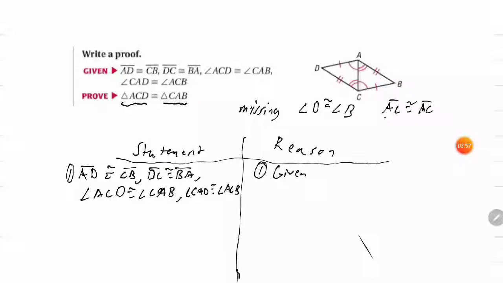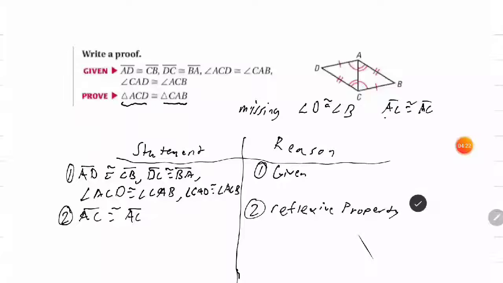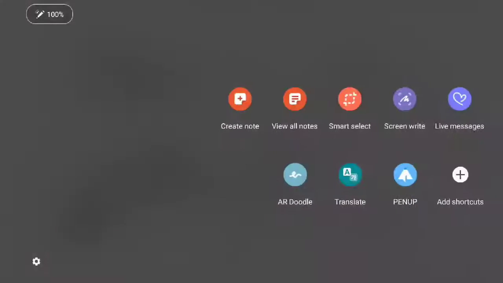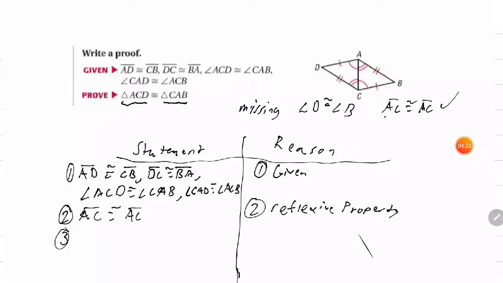So, for example, what theorem tells us that something is congruent to itself, or I am myself, you are you, angle A is congruent to angle A? This one is called the reflexive property. In this case, it's the reflexive property of segments. But reflexive property is fine. So our third thing, so we got that. Now all we're missing is angle D is congruent to angle B.